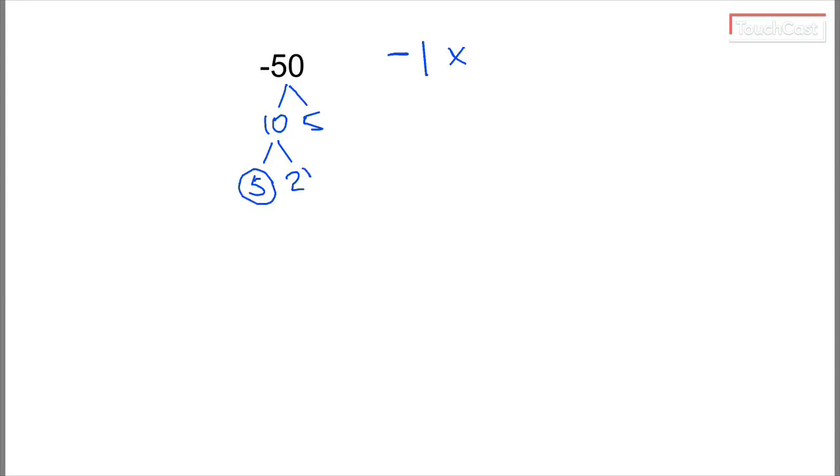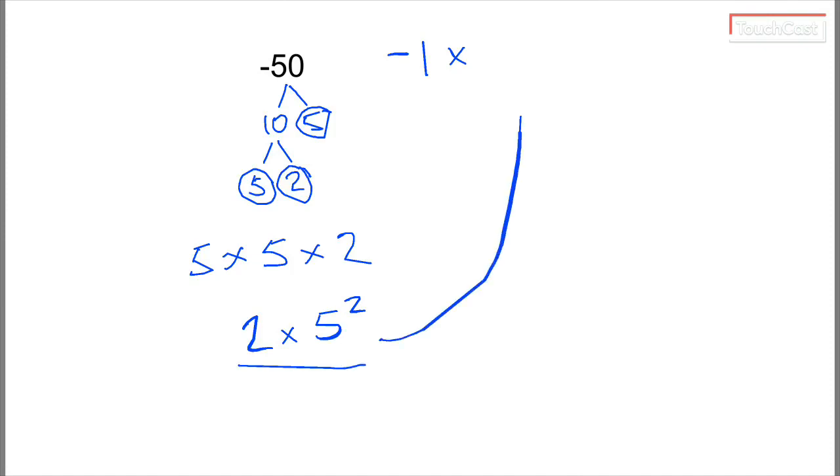5 is a prime number. 2 is a prime number. 5 again is a prime number. So we have 5 times 5 times 2 as our long multiplication problem. And to write that using exponents, it would be 2 times 5 to the second power. So we're going to take this and put it right in there. So -1 times 2 times 5 to the second power. That is our prime factorization.